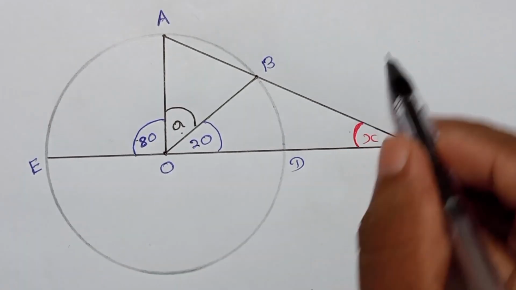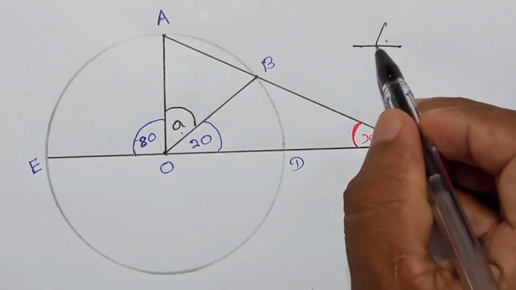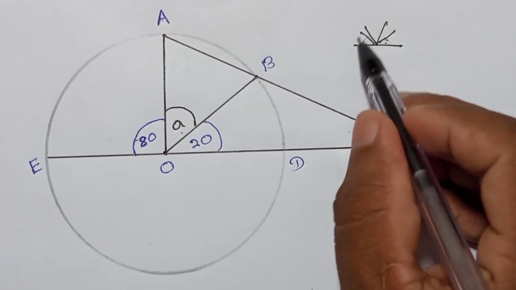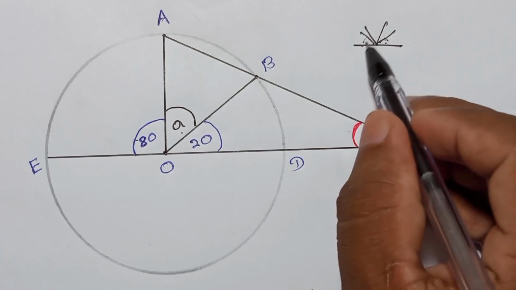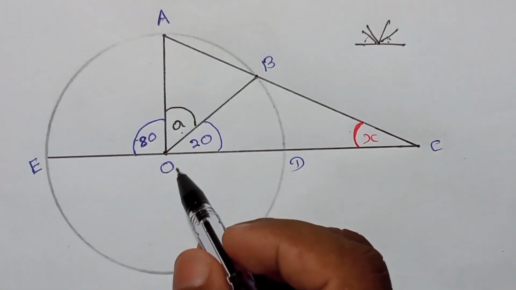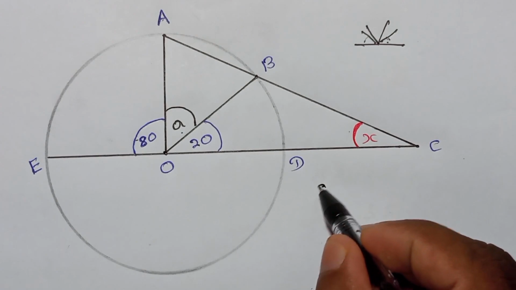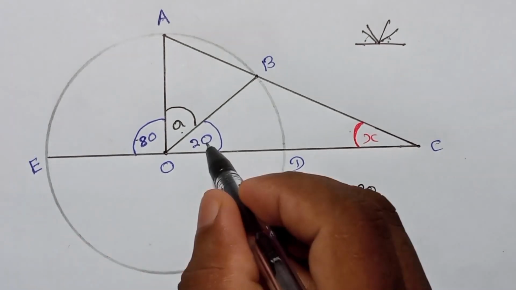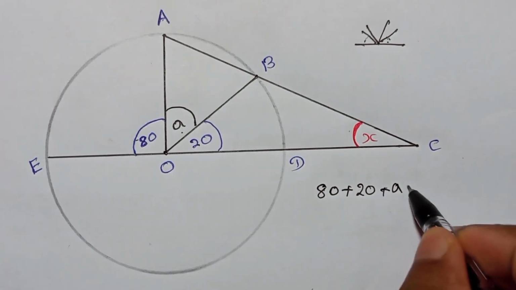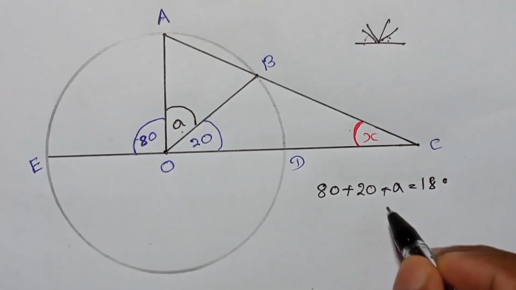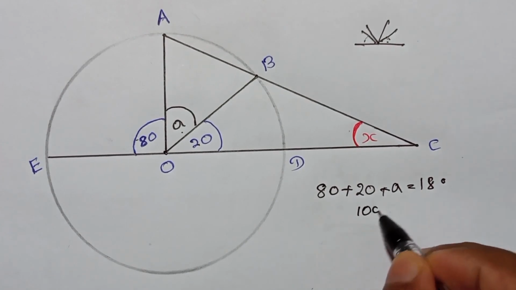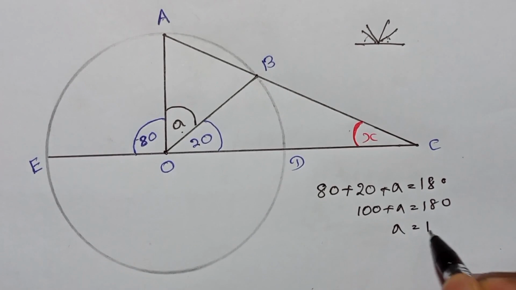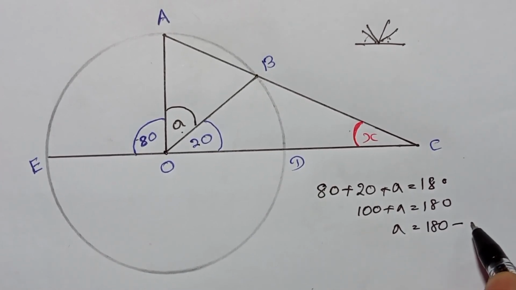You need to remember, this is not a big deal. From any one point, if you make a number of angles, it doesn't matter, all the angles should add up to 180. That's a theorem. So I can write 80 plus 20, that means this angle, plus A should be 180.